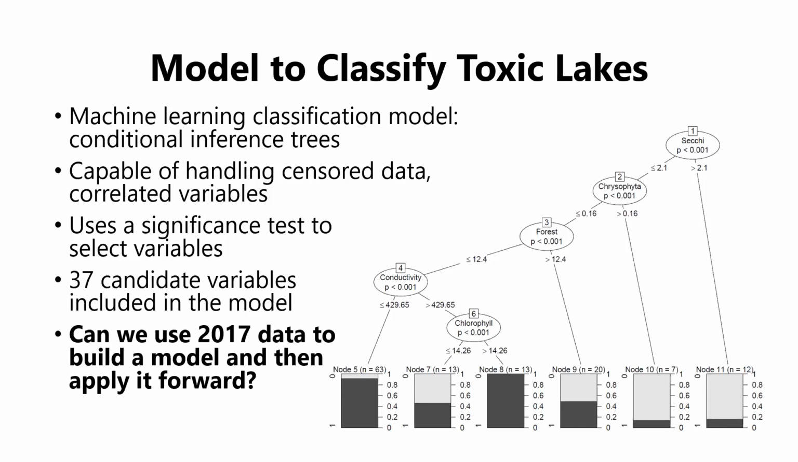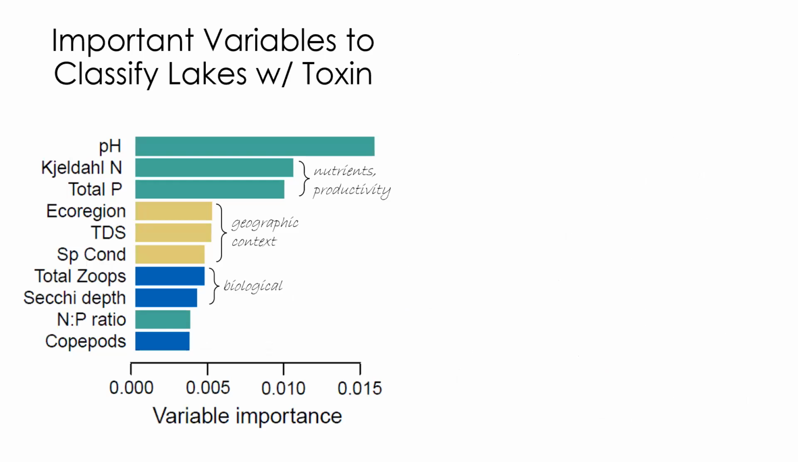And so, as I said, we started with the 2017 data, all the physical, chemical, and biological parameters that we collected to build a model, and then we wanted to see if we could apply it forward. So starting with the 2017 data, what I'm showing you here are just the most important variables that the model identified for classifying a lake as having detectable microcystin or not having detectable microcystin.